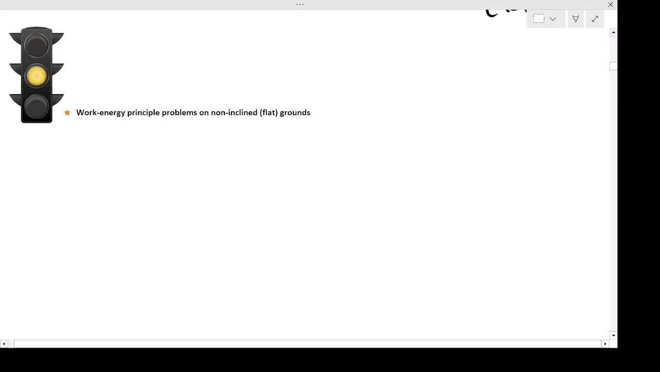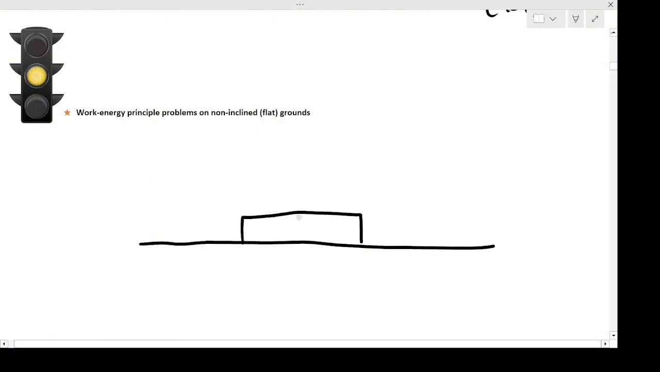Okay, so now we're going to look at what we call the work energy principle. Before we look at this, I want to set the scene. As an example, let's say I have a very simple diagram of a car, and the car's moving forwards.